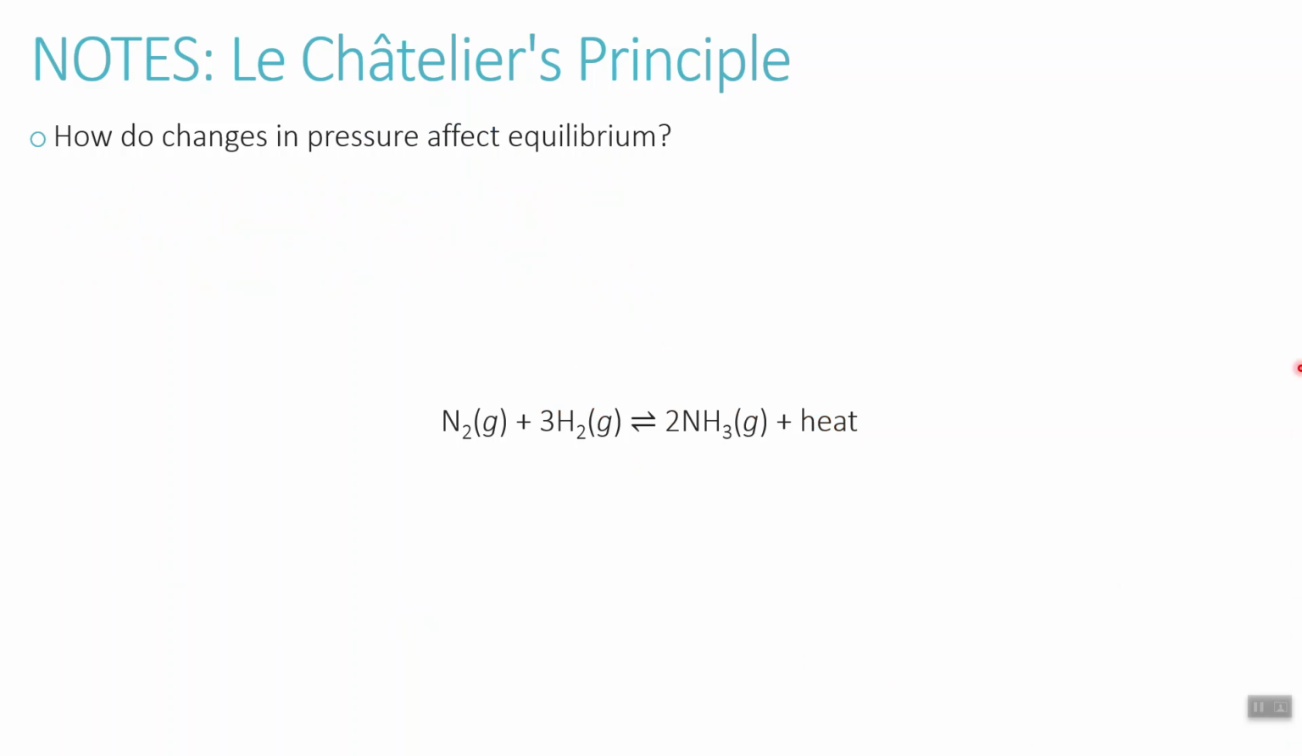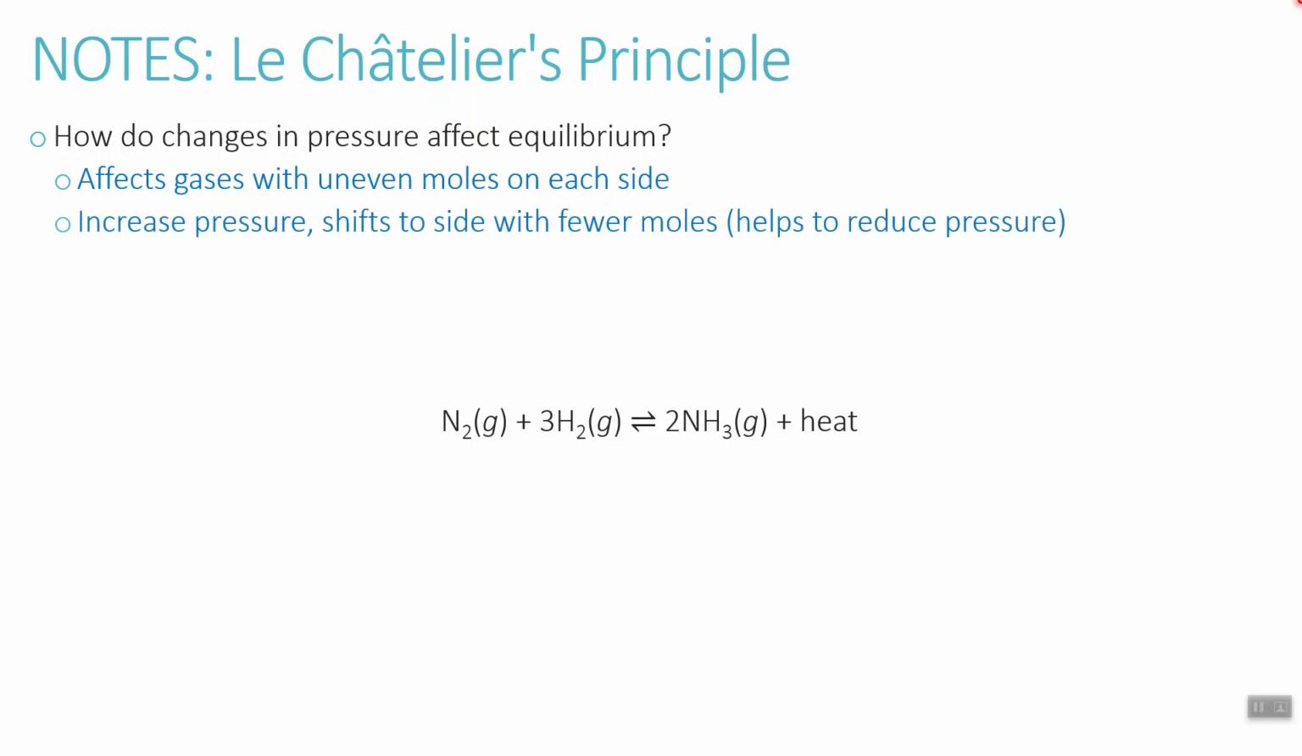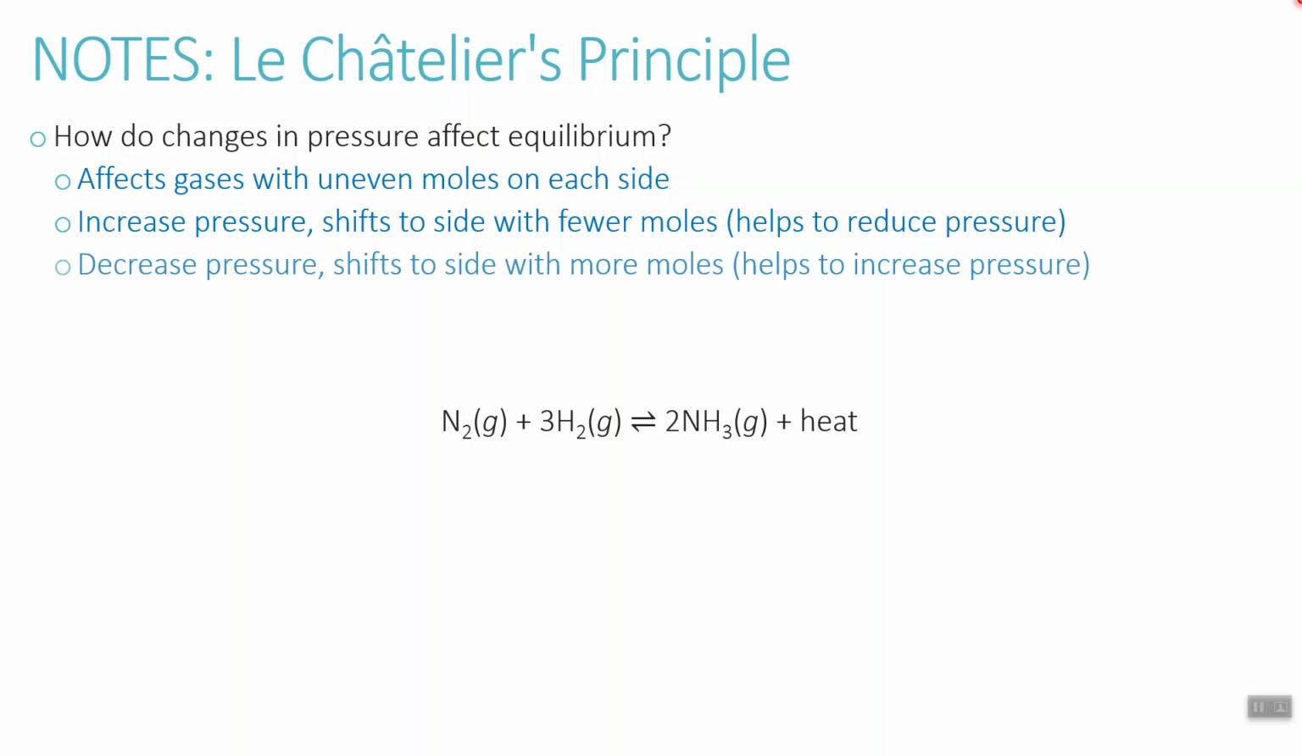So let's look at pressure. Pressure is going to only have a big impact on gaseous reactions. And they have to have an uneven number of moles on each side of that double arrow. So if we increase the pressure, we're going to shift to the side that has fewer moles of gas because that will help to reduce the pressure. If we decrease the pressure, the system's going to try to respond in a way that makes the pressure go up. So it's going to shift to the side that has more moles of gas in order to increase the pressure. Looking at this equation here, I've got 4 moles on my reactant side. I've got 1 mole of nitrogen and 3 moles of hydrogen. So that's 4 moles total. And on the product side, I only have 2 moles here.